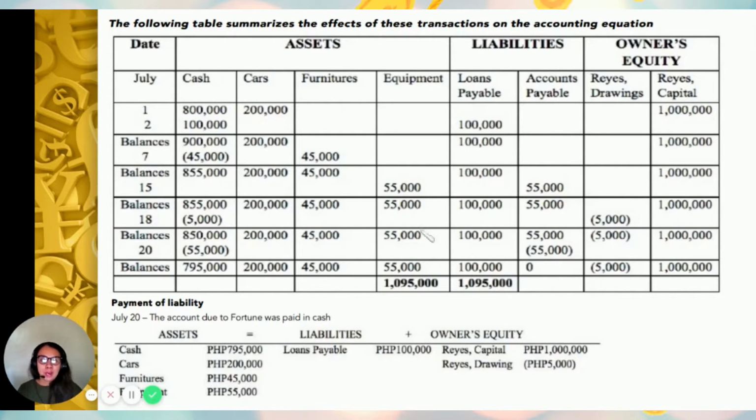So if you add the left side, that's 795 plus 200,000 plus 45,000 plus 55,000, it amounts to 1,095,000. And then on the other side of the equation, you have 100,000 plus 1 million less 5,000. It is equivalent to 1,095,000. So as you can see, our accounting equation is still balanced.